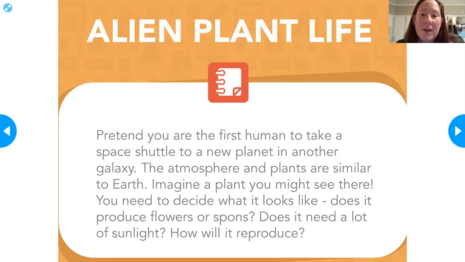The atmosphere and plants are similar to that of Earth. Imagine a plant you might see there. You need to decide, what is it going to look like? Does it produce flowers or spores? Does it need a lot of sunlight? How's it going to reproduce? These are all the questions that are going through my brain right now that you're going to have to explain. So I want you to be thinking about that. Those are those important questions that you're going to have to answer in a minute.